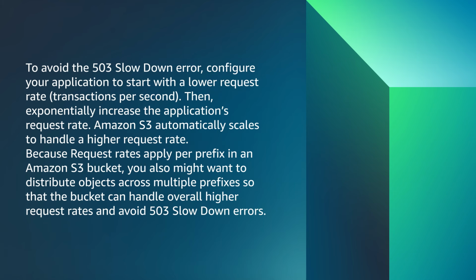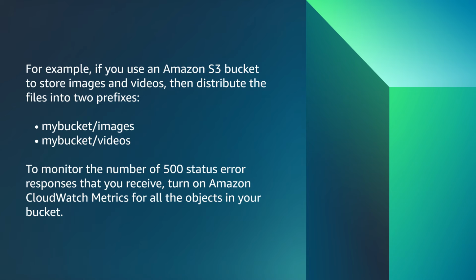Because request rates apply per prefix in Amazon S3 buckets, you also might want to distribute objects across multiple prefixes so that the bucket can handle overall higher request rates and avoid 503 slowdown errors. For example, if you use an Amazon S3 bucket to store images and videos, then distribute the files into two prefixes: my-bucket/images and my-bucket/videos.